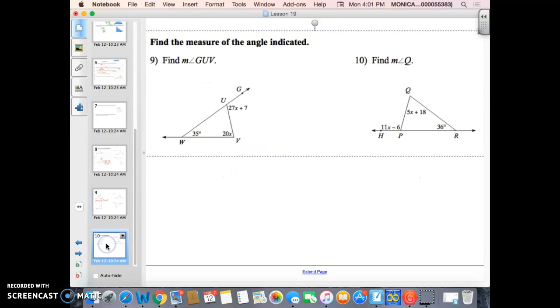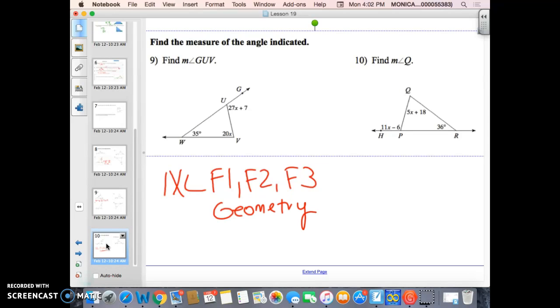Okay, so this is your homework. You need to finish the packet. And then you also need to work on, I believe it's IXL, F1, F2, and F3. And this is geometry. Due Friday. These three are due Friday. Today is a great day to get them done.